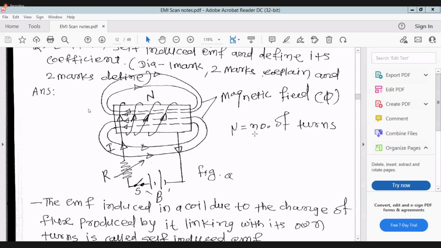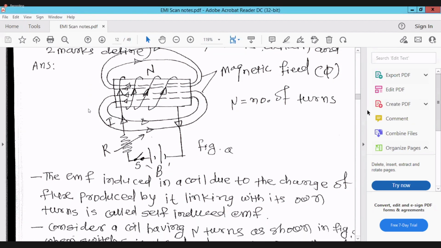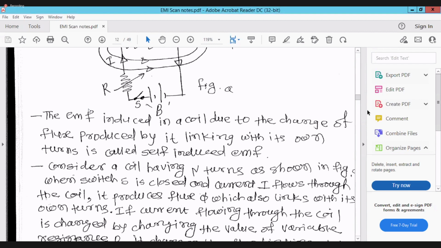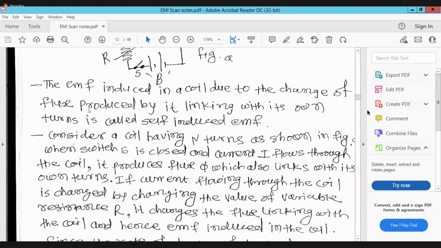Look here now. Here, M is the magnetic field lines, the flux. R is the variable resistance, the rheostat. N is the number of turns of the coil. Current is flowing in the coil. Now, the explanation is written here. The EMF induced in a coil due to change of flux produced by it, linking with its own turns, is called a self-induced EMF. This change of flux is due to change of current in its own turns or own coil.